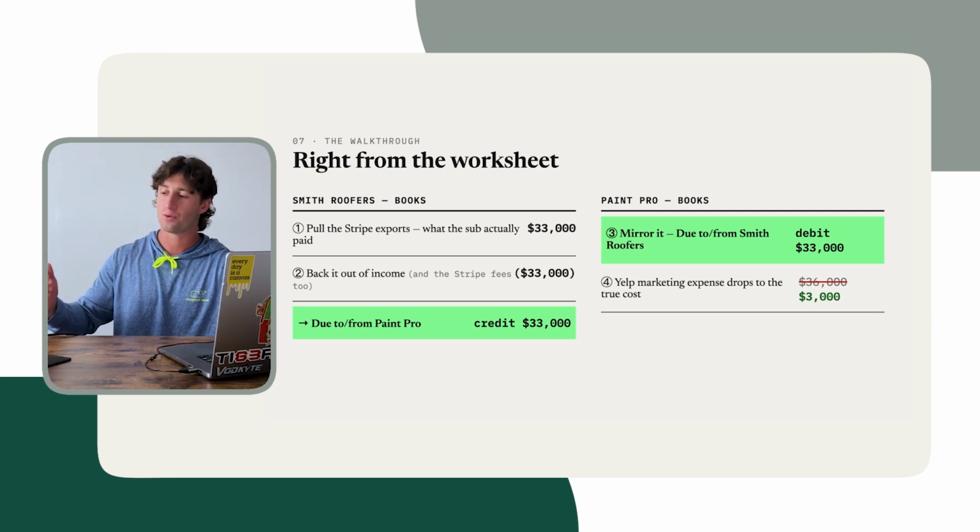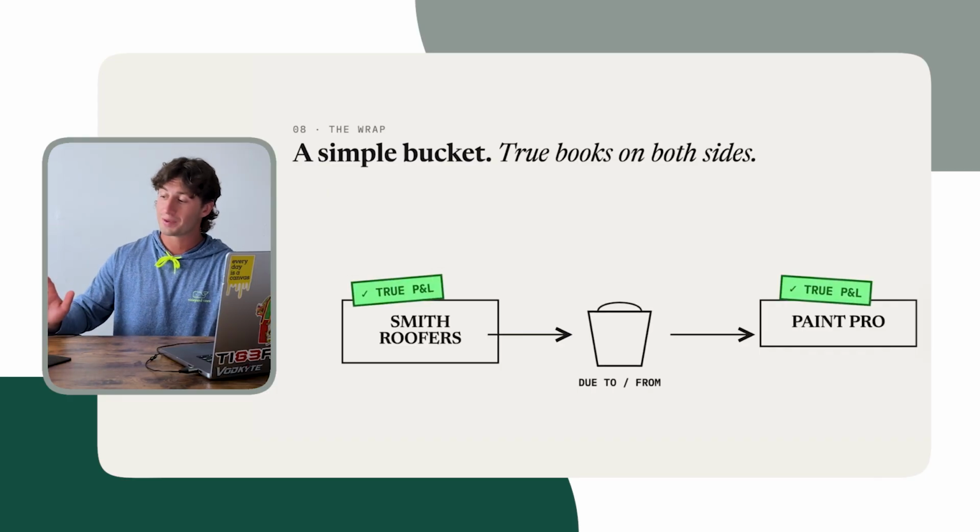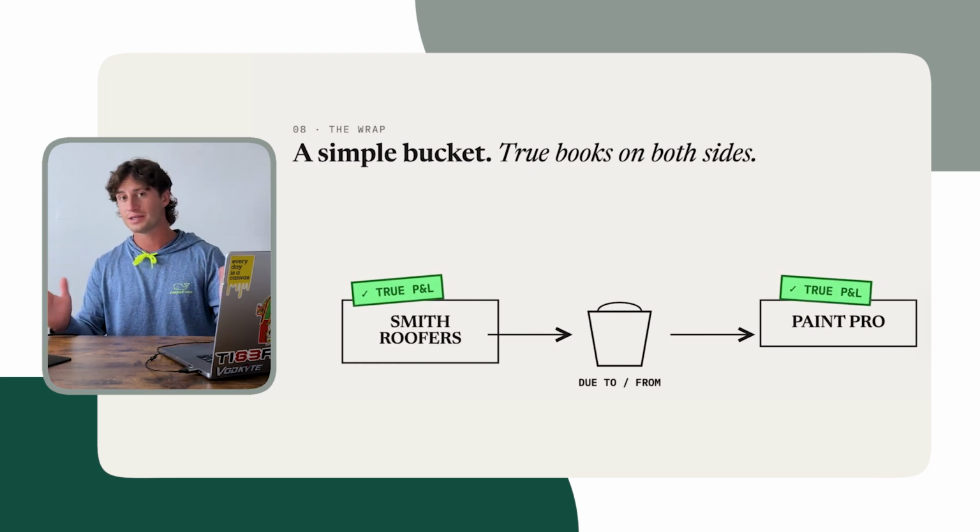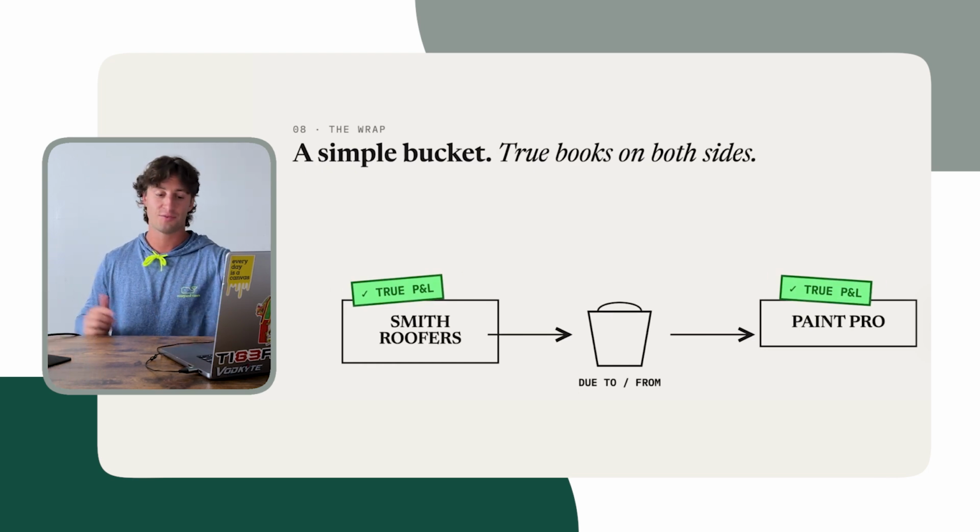So you don't just have entries hitting the due to/from account. You also have entries hitting the P&L as well. So credit on one company, debit on the other. The bucket always agrees and they match. That way you have true P&Ls on both sides. So if money moves between your companies, which it probably does, that's how you keep the numbers honest.